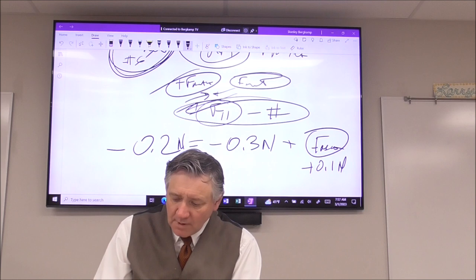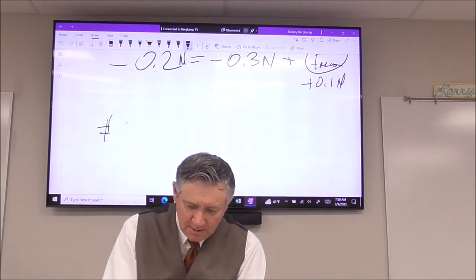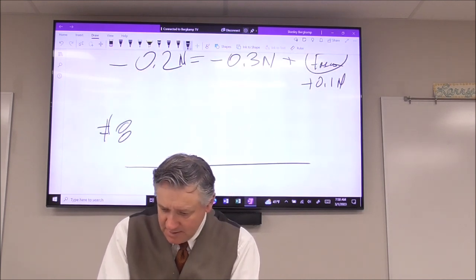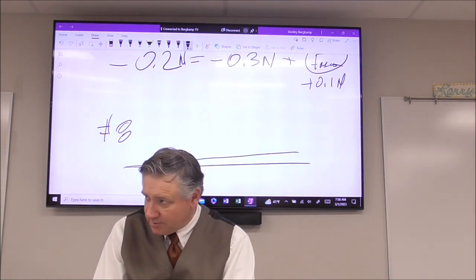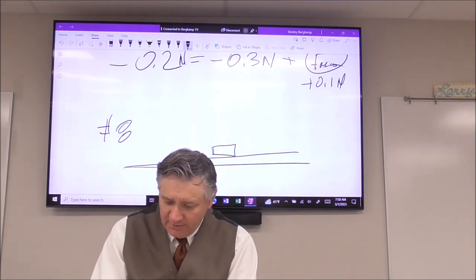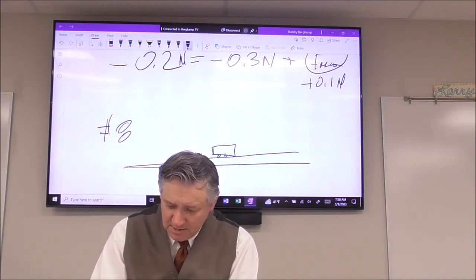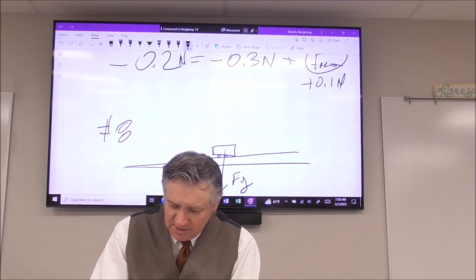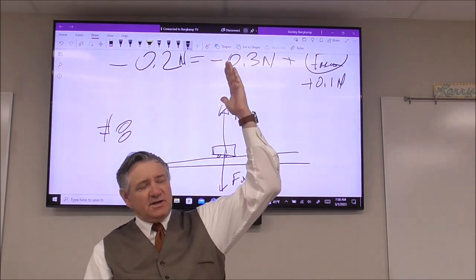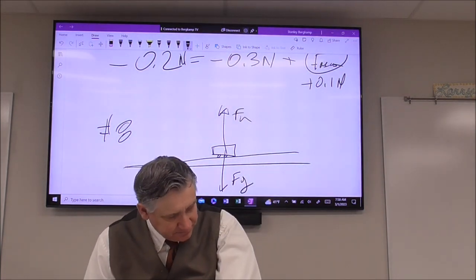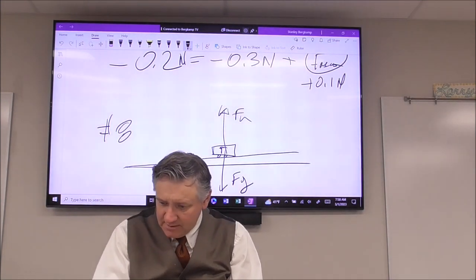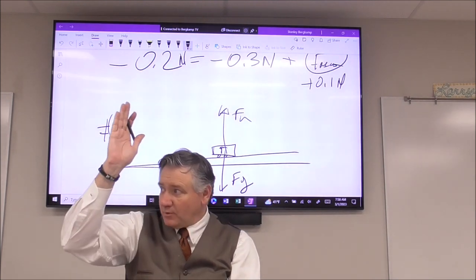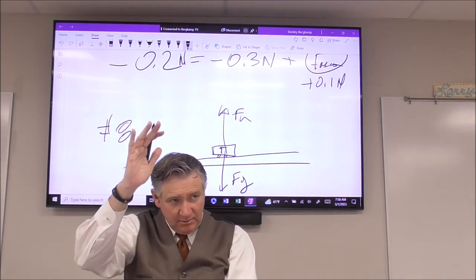So on number 8, here's what you should have. A very, very, very, very shallow angle, because these angles were around 2 degrees. If you want to get fancy, you can put wheels on this thing. But you should have your FG and your force normal. Make sure that your gravitational force is acting straight down, and make sure your normal force is at a right angle to that incline. Your force normal does not point straight up. It's at a little bit of an angle.